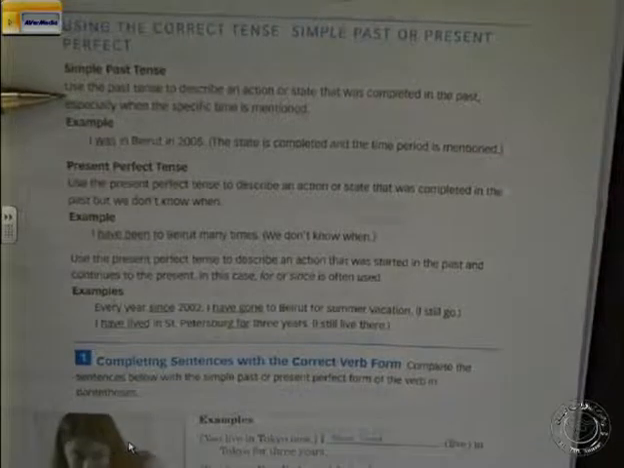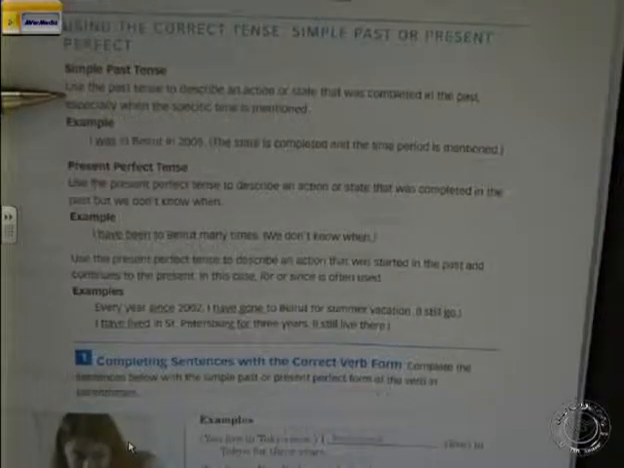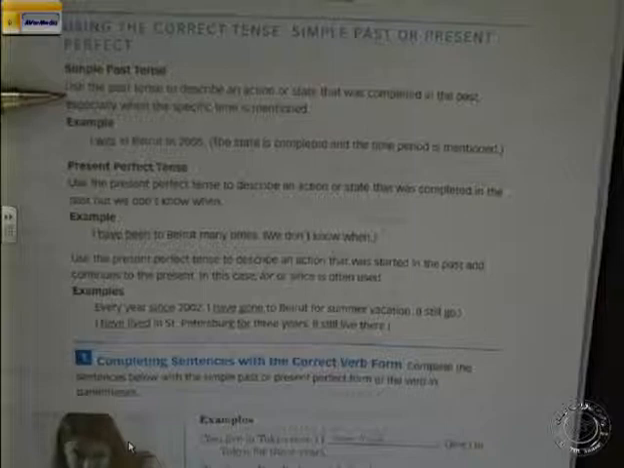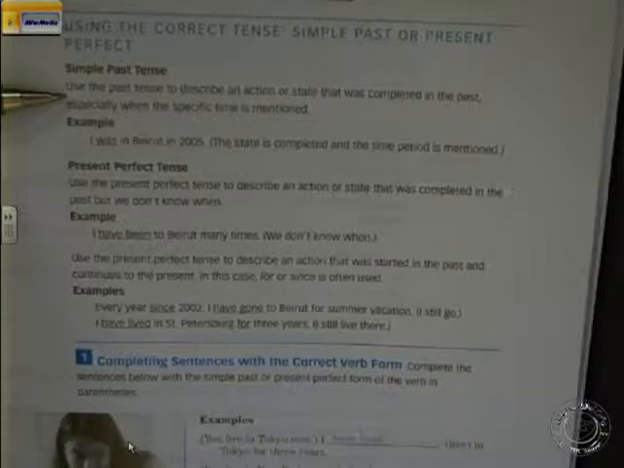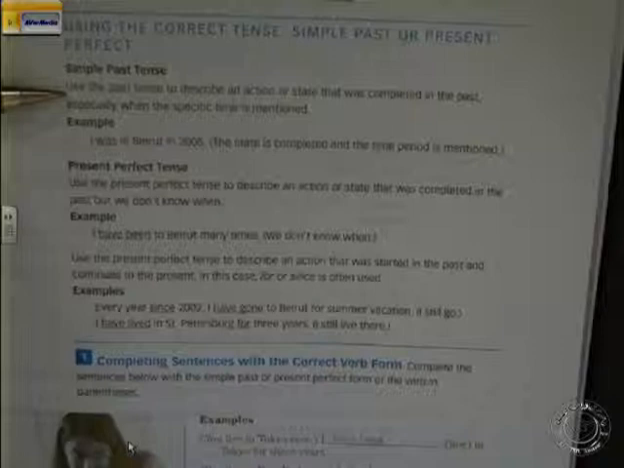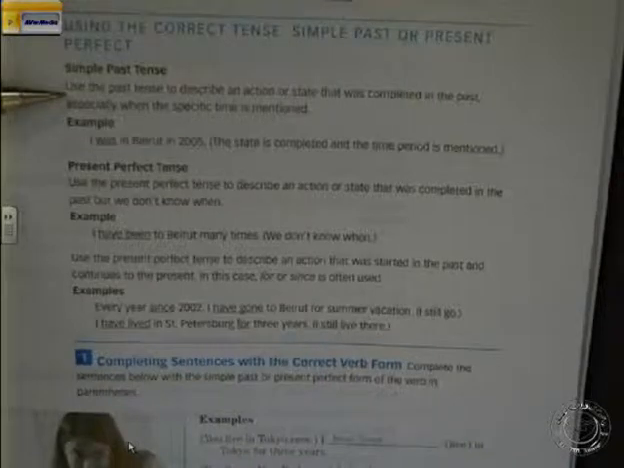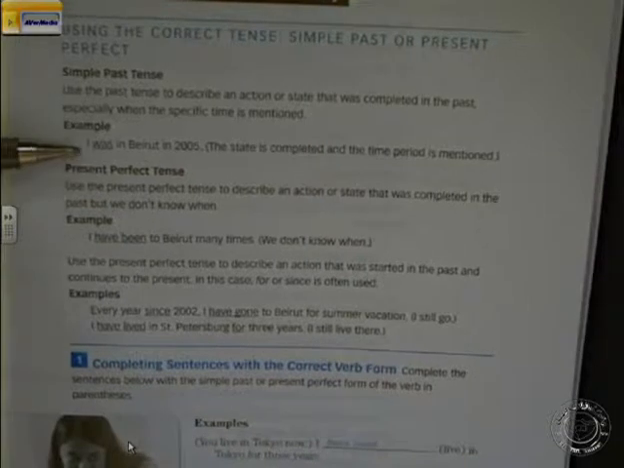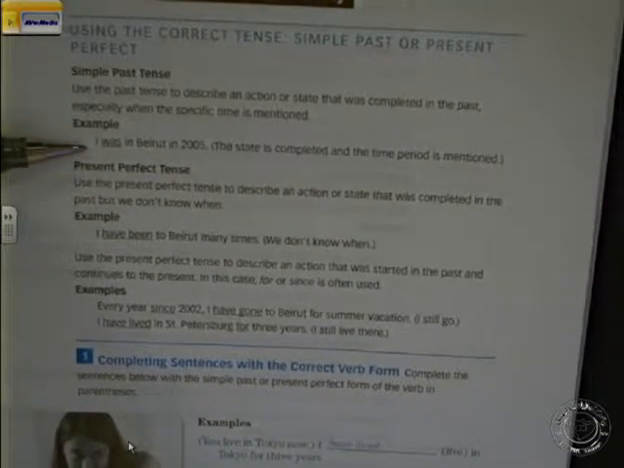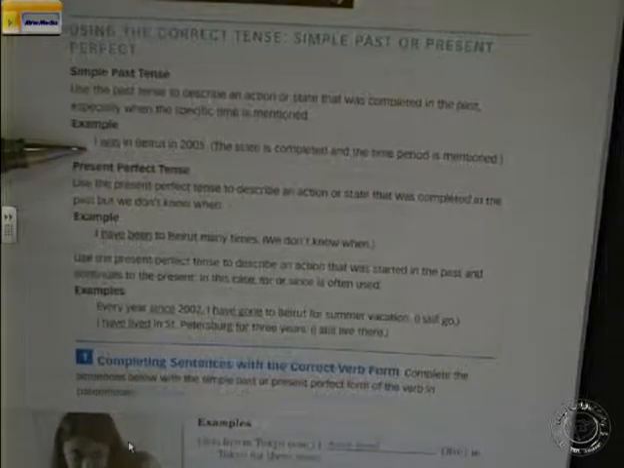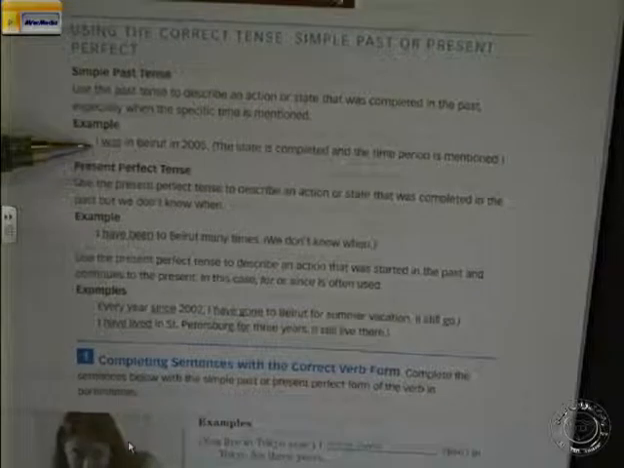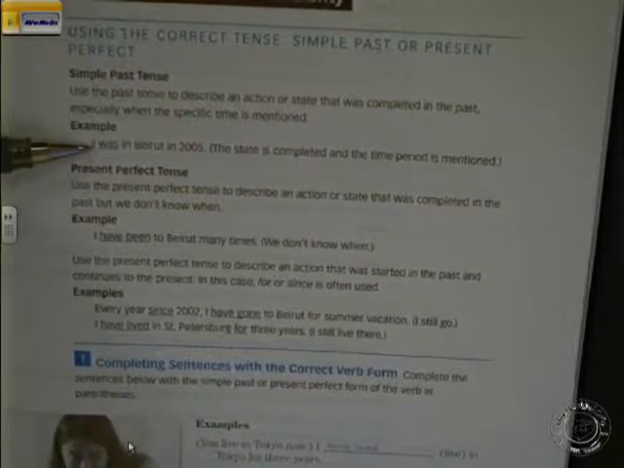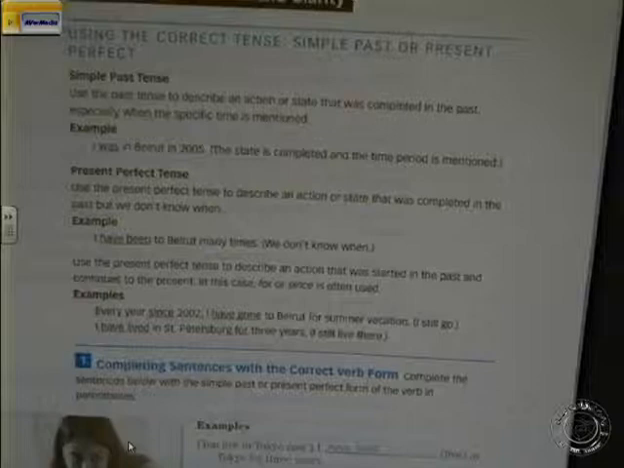And it says, simple past tense: use the past tense to describe an action or state that was completed in the past, especially when the specific time is mentioned. Example: I was in Beirut in 2005. The state is completed and the time period is mentioned. That means the state has been completed, that you were there and it's over.